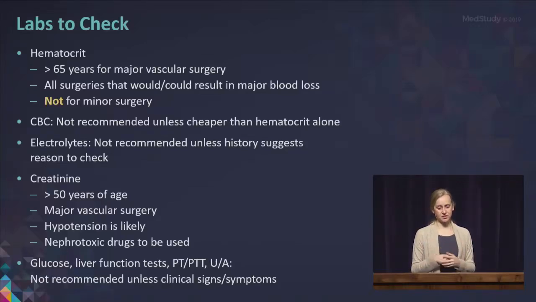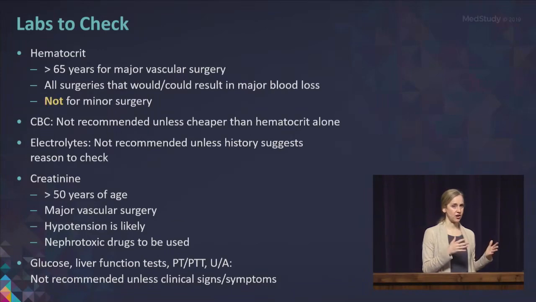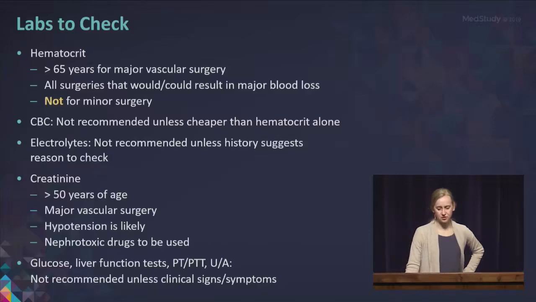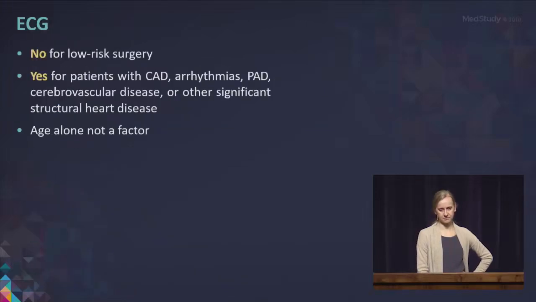Similar to the creatinine. Creatinine is appropriate if they're over 50 going to surgery, or the surgery is a very big one where there's likely to be hypotension, or if they're on nephrotoxic drugs, either chronically or if we're going to use them in the operating room. The rest of these tests, glucose, liver function tests, PT, PTT, UA, all this stuff that we do all the time, are not recommended unless there are actually clinical signs or symptoms.